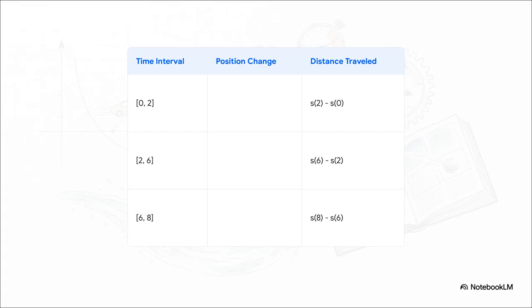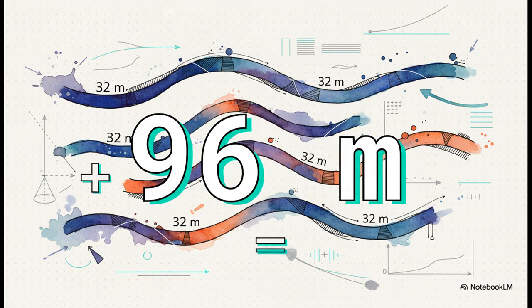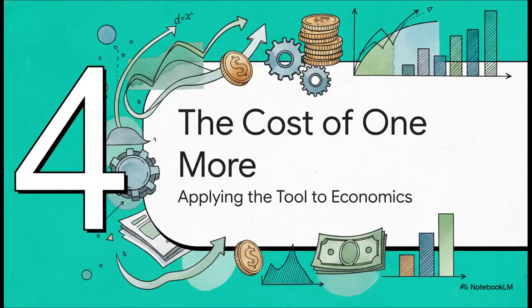We calculate the distance for each little part of the journey, and then we add them all up. And when we add those segments together, 32 plus 32 plus 32, we get the true total distance the particle traveled, 96 meters. All right, for our last example, let's switch gears one more time. We've done engineering, we've done physics. Now, let's see how this same engine of change helps drive decision-making in the world of economics.